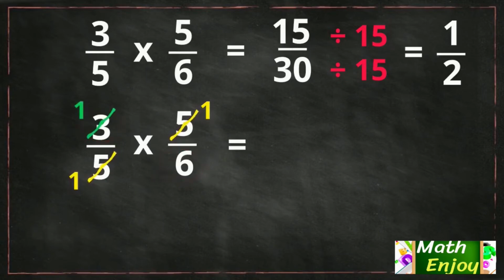3 divided by 3 is 1. 6 divided by 3 is 2. Now we have to multiply the remaining numbers separately. We will multiply the numerators. 1 times 1 is 1. 1 times 2 is 2. Answer is 1 over 2.